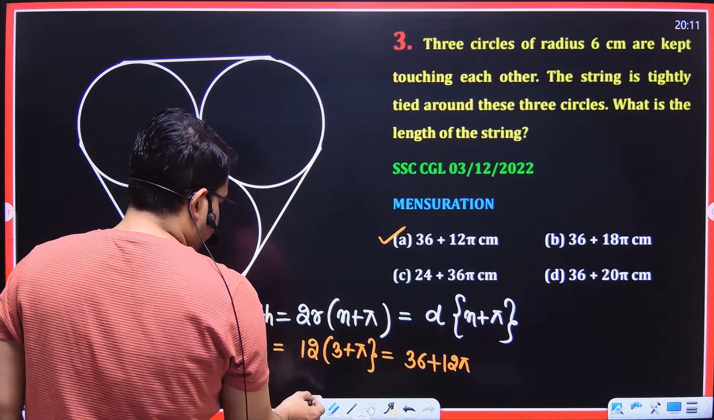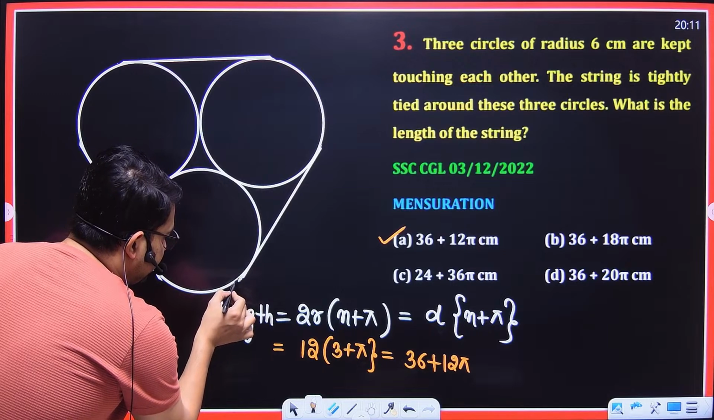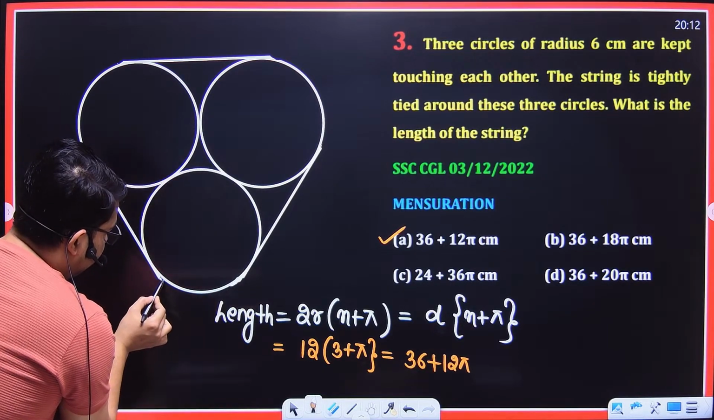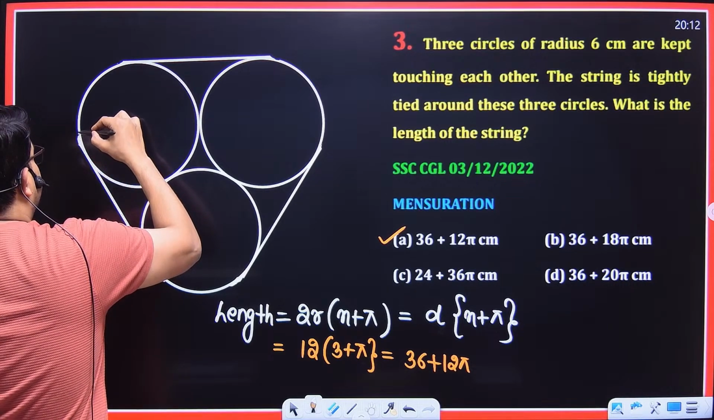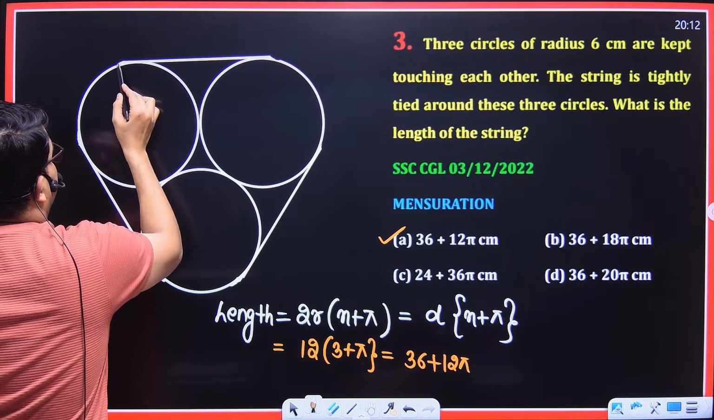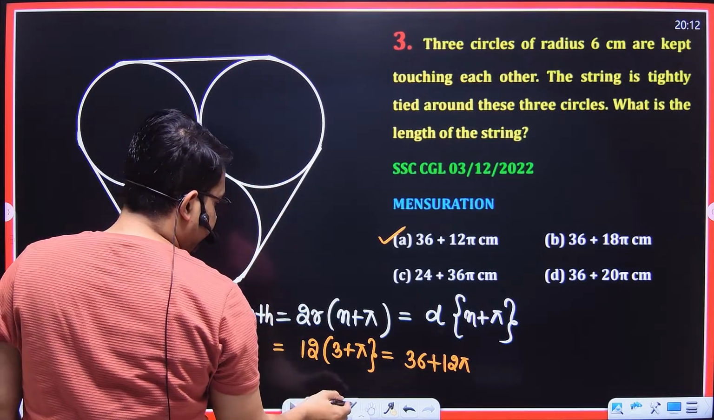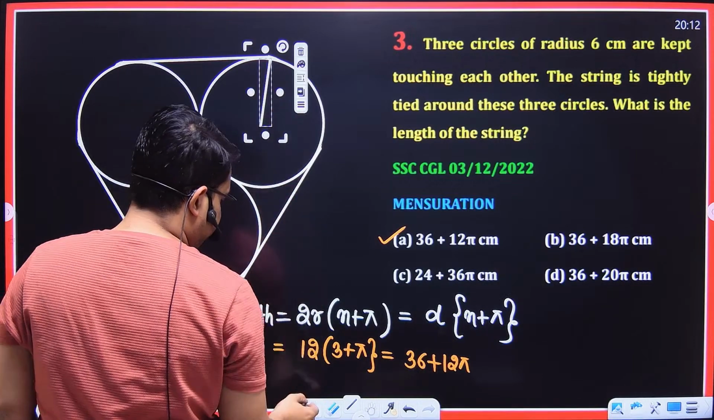So this one is our question. If you want to calculate the length of the string that touches the circles externally, then it would be equal to 2r times n plus pi. And what is r? r is the radius of the circle. Here r is the radius of the circle. This one is our r. This one is our r.